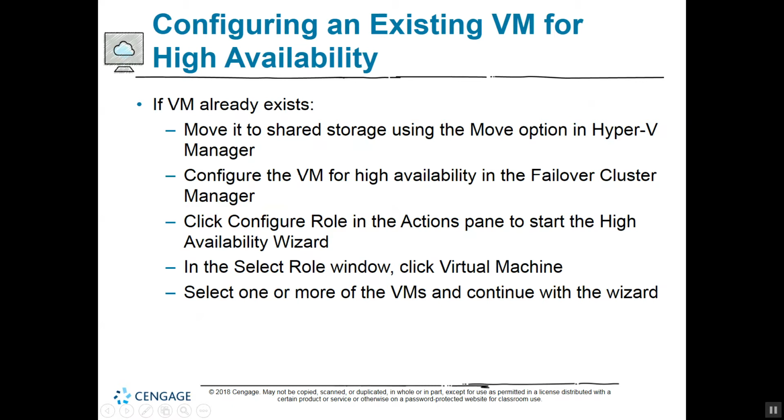If the VM already exists, move it to shared storage using the Move option in Hyper-V Manager. Configure the VM for high availability in the Failover Cluster Manager. Click Configure Role in the Actions pane to start the High Availability Wizard. And then in the Select Role window, click Virtual Machine. Select one or more of the VMs and continue the wizard.